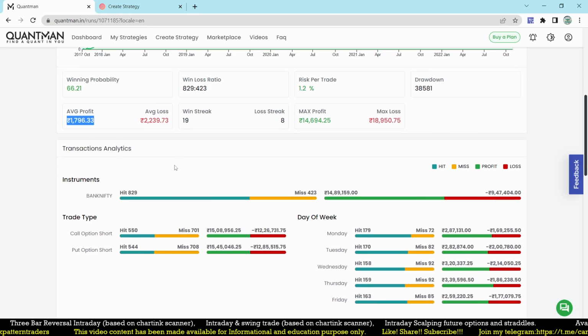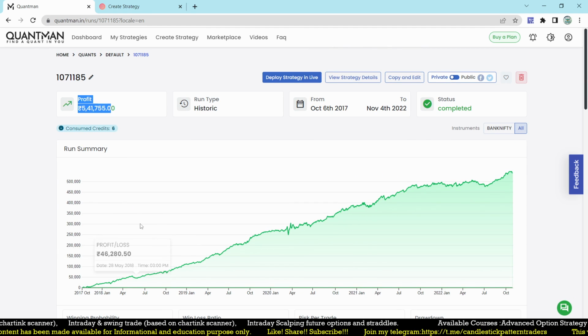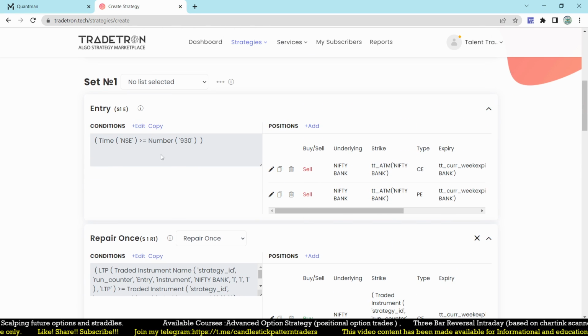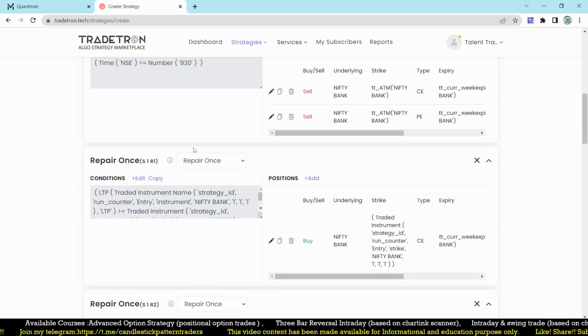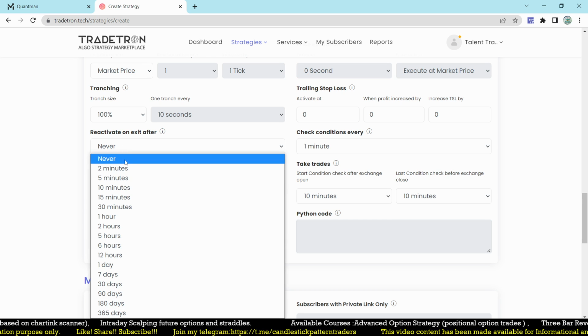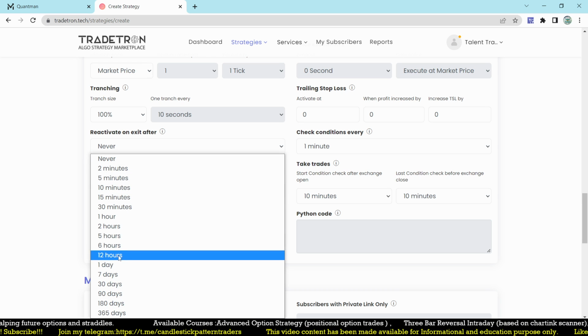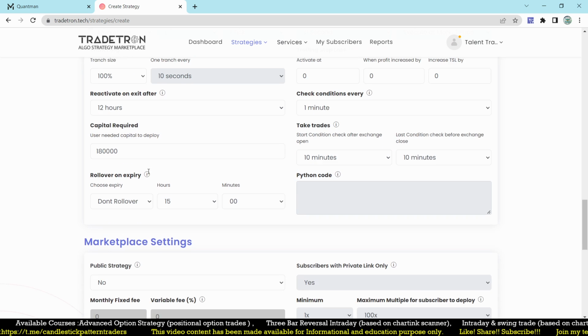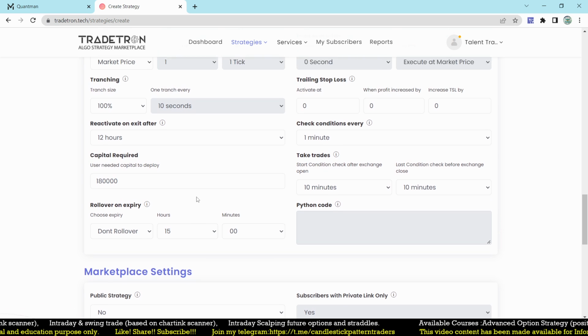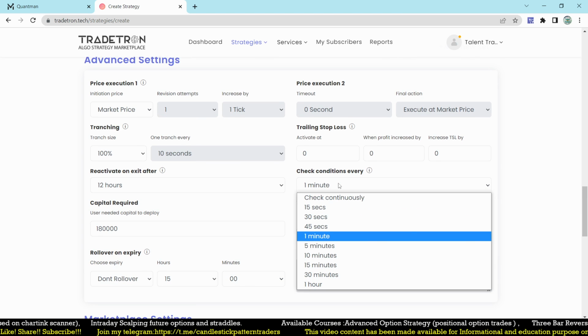Let's look at the result of the same strategy over the last 5 years from 2017. If you want to copy that code, you can make use of the conditions. You can create your own code, or if you need any coding, I can help you. The capital required is around 1.8 lakhs, and after it exits my trade, it must be reactivated after 12 hours. That means once the trade is done, after 12 hours, around after 3 o'clock, it will be activated, and the next day it automatically takes your trade, with the 1 minute conditions you are going to make.